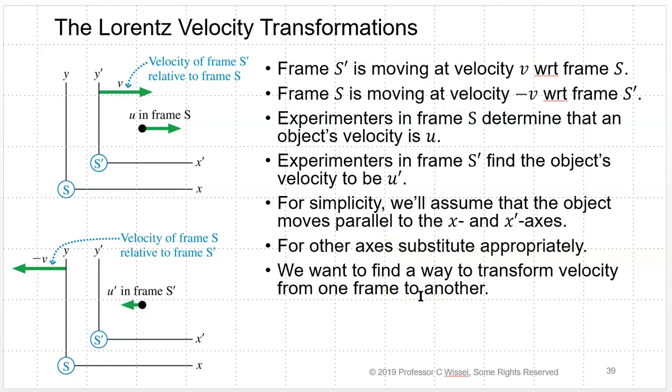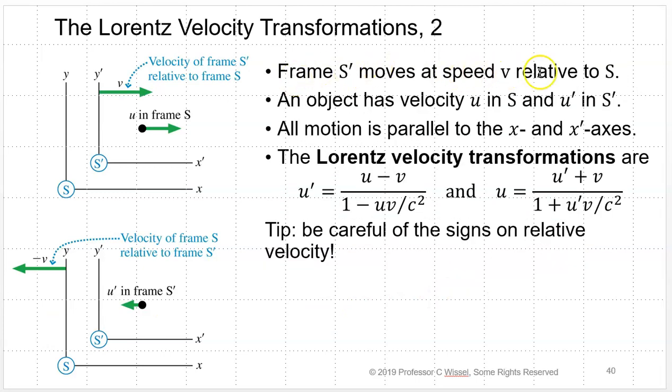We want to find a way to transform velocity from one frame to another. So remember, the frame S prime is moving at speed v relative to S. An object has velocity u in S, and u prime in S prime. It's the same object. All motion is parallel to the x and x prime axis. The Lorentz velocity transformations are u prime equals u minus v divided by the quantity 1 minus uv divided by c squared, and u equals u prime plus v divided by the quantity 1 plus u prime v divided by c squared. Be very careful of the signs on relative velocities.